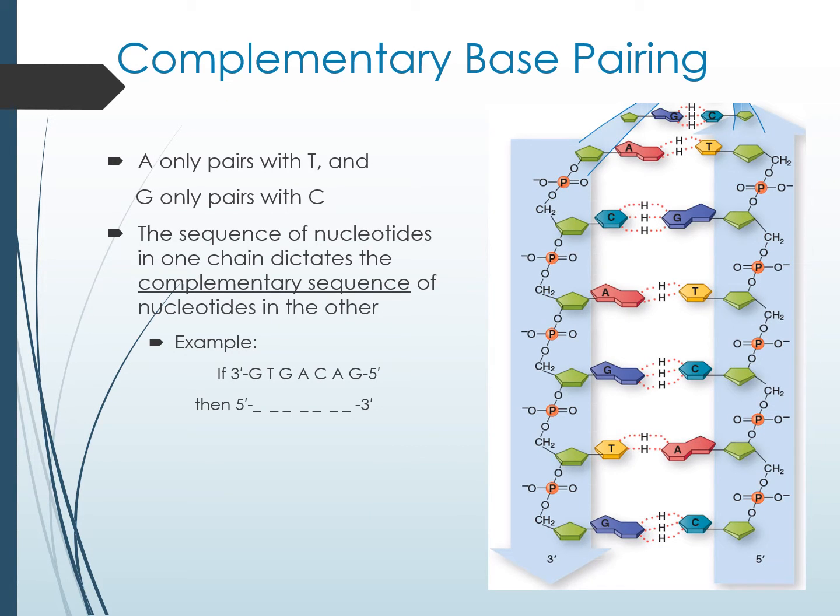As mentioned previously, nitrogenous bases are complementary to each other. A only pairs with T and G only pairs with C. Therefore, if one strand is 3' GTGACAG, what would its complementary code be?